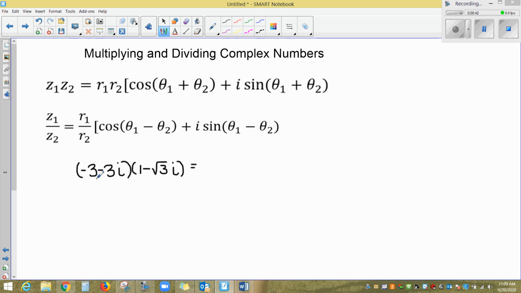Now our r from this one was 3 times the square root of 2. Our r from this one was plain old regular 2. So our thetas: theta 1 was 5 pi over 4. That was our angle. And theta 2 for 1 minus square root of 3i was 5 pi over 3.